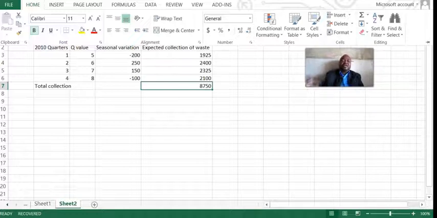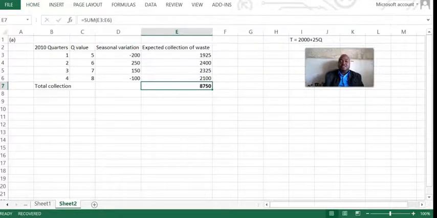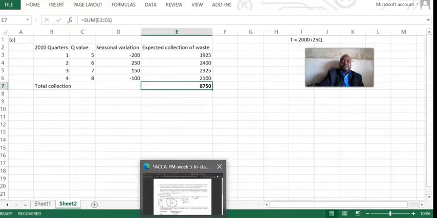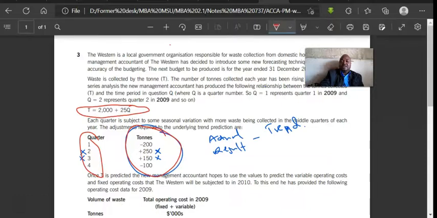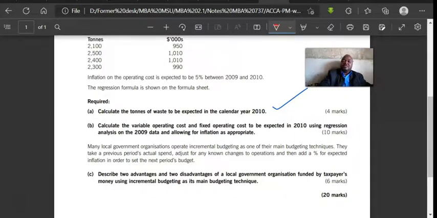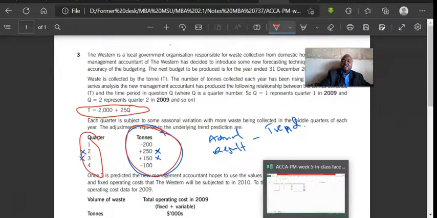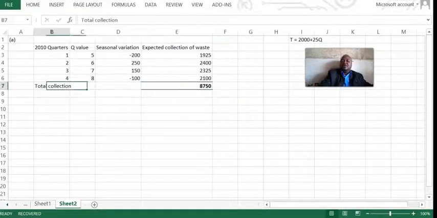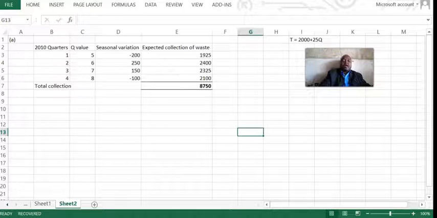Ladies and gentlemen, I don't mind, this laptop of mine is troublesome. Okay, we've done part A, which required us to calculate the tons of waste to be expected in the calendar year 2010, in terms of tonnage. This is the total waste to be collected, that is 8,750 tons. You can go to part B.